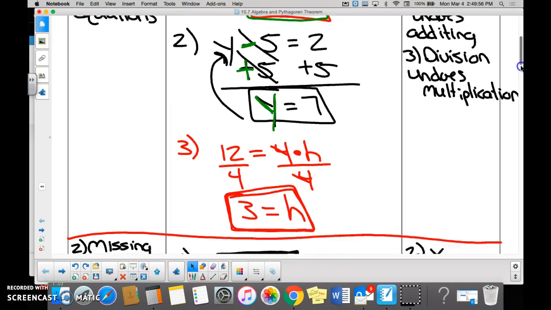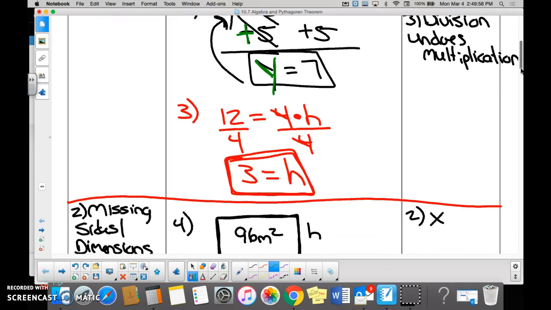Number 3. Here we have the original problem in green: 12 equals 4 times h. We have to get h by itself. How do you undo multiplication? Division. And if you do division to one side, you must do division to the other side. And what happens to our 4s? Well, they cancel each other out. They reduce down to 1, right? And how many h's do I have? 1. 1 h is equal to 3.